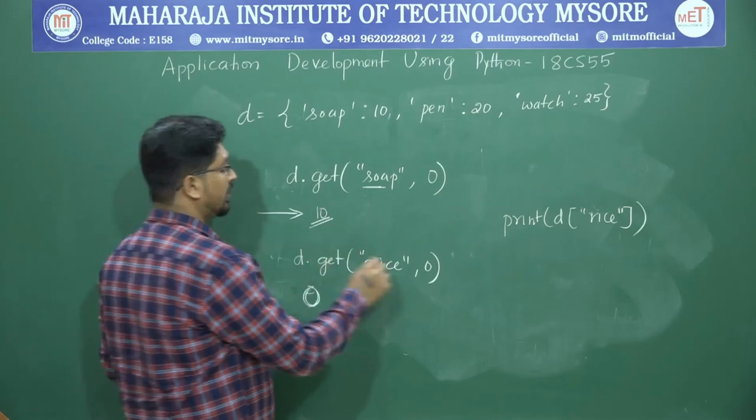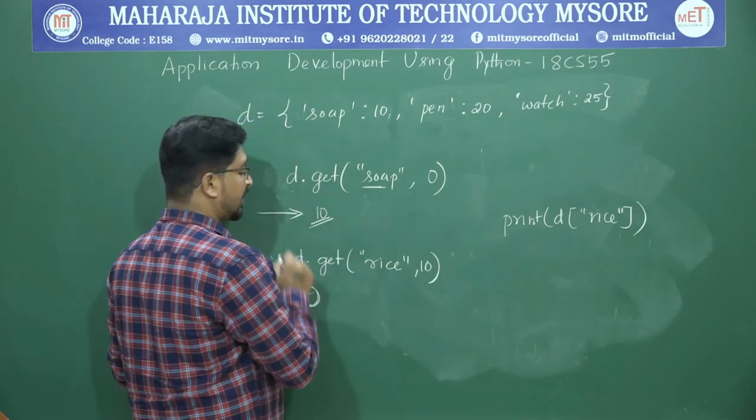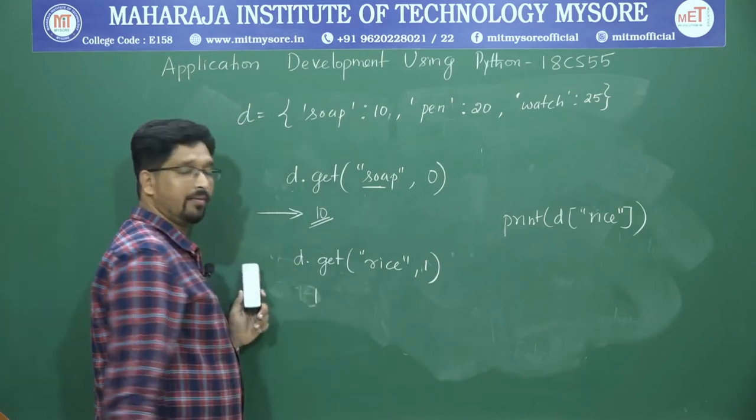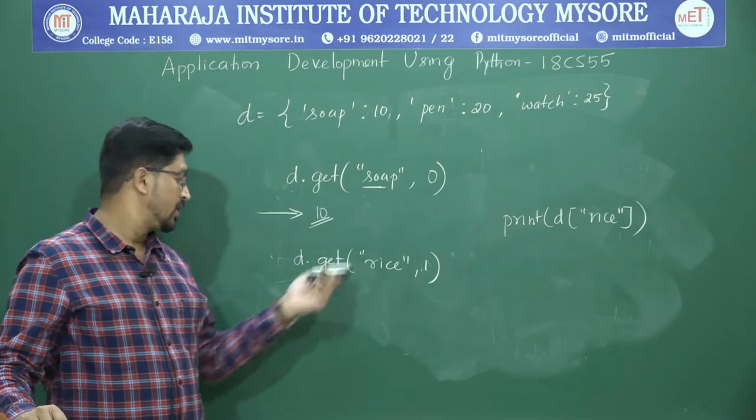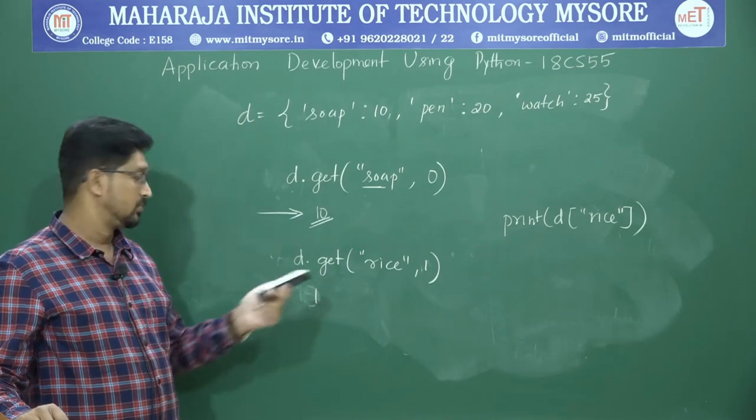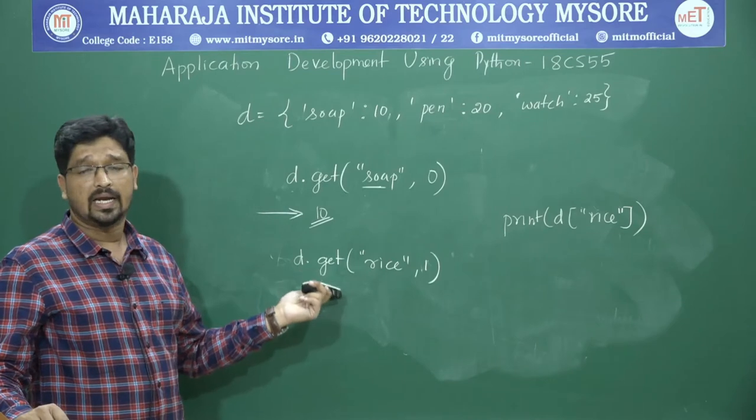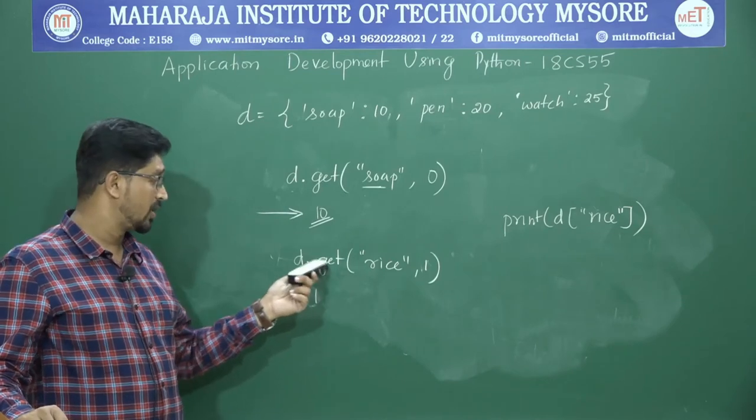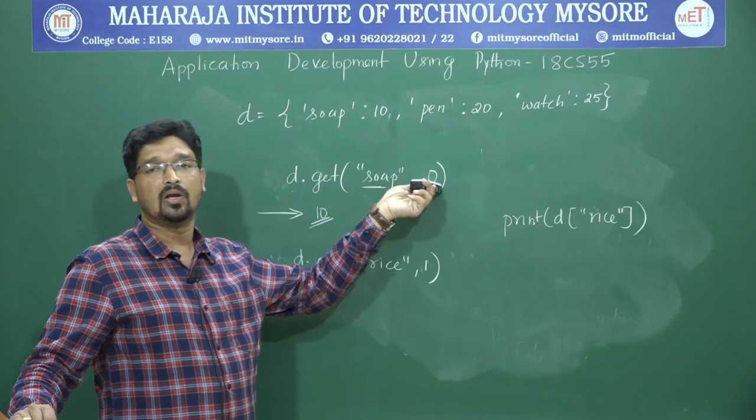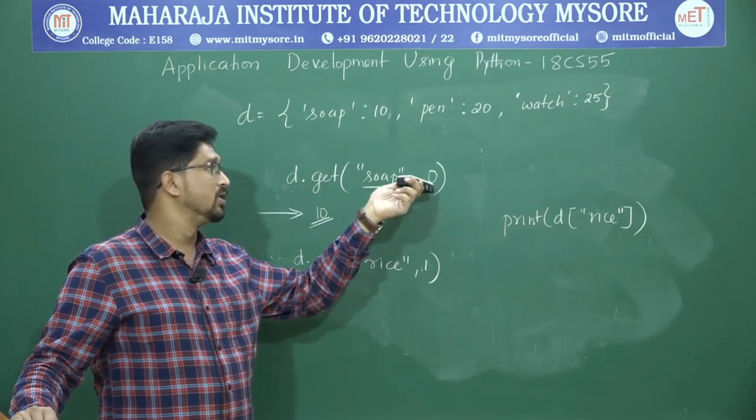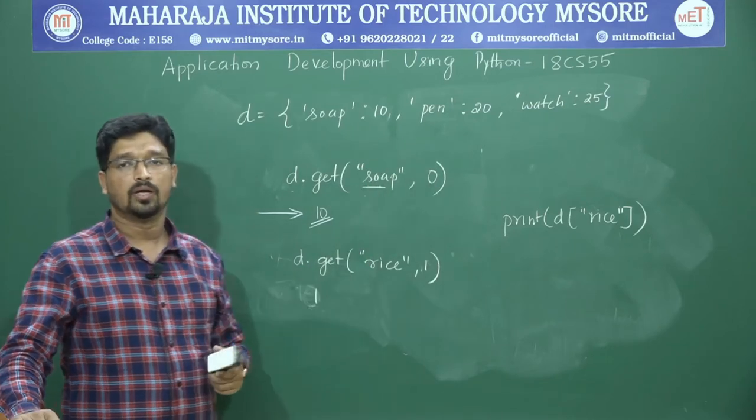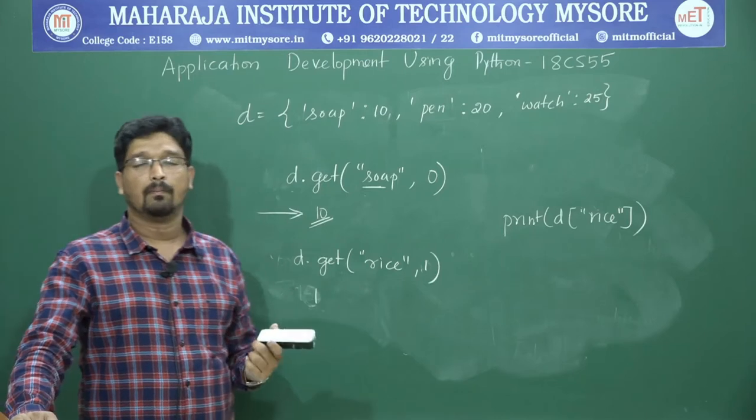It cannot be 0 only. If you write 10, it will return 10. If you say 1, if the value does not exist, it will return 1. So whatever you want to return, that particular value gets returned from the get method. So dictionary dot get, pass the key value, comma, the default value when the key does not exist. So basically we take 0 as a default value. Okay, this is the get method.